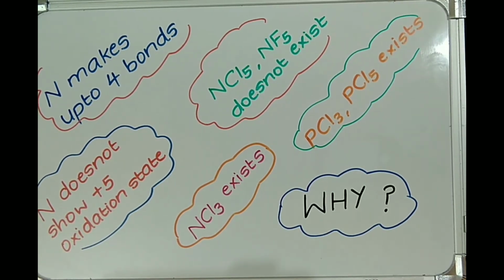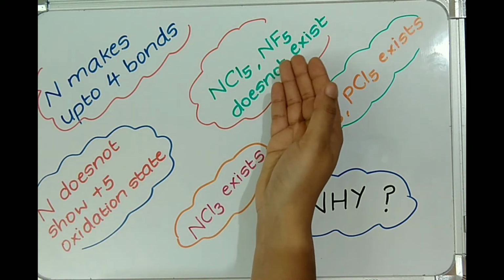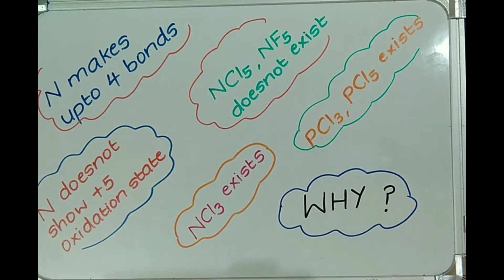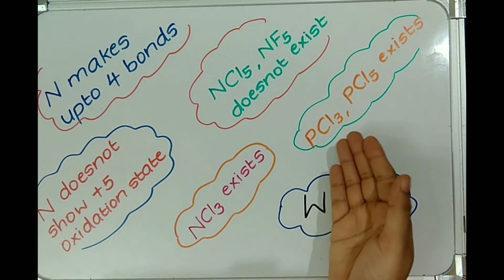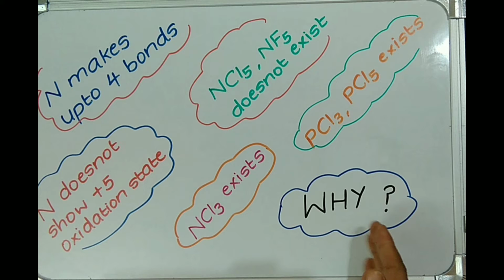So see the questions, children. Nitrogen makes up to 4 bonds. Nitrogen does not show +5 oxidation state. Nitrogen trichloride exists. Nitrogen pentachloride, nitrogen pentafluoride does not exist. Phosphorus trichloride, phosphorus pentachloride exist. Why? So the answer for all the 5 questions is the same.